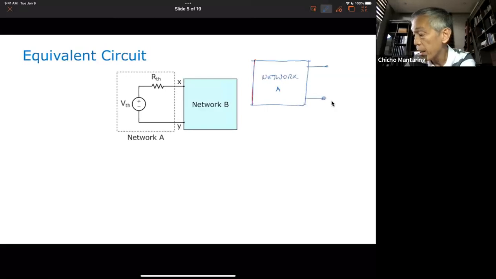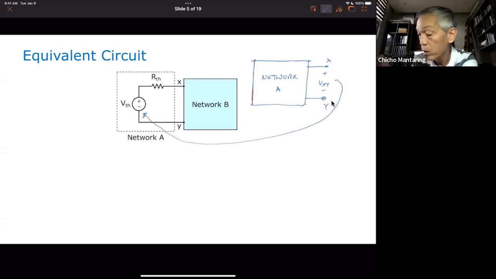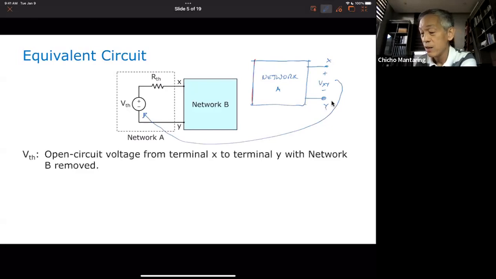And this is now my terminals X and Y. So I removed network B. The open circuit voltage here, VXY, whatever open circuit voltage there, that is the value of your Thevenin voltage. So that is what open circuit voltage means.